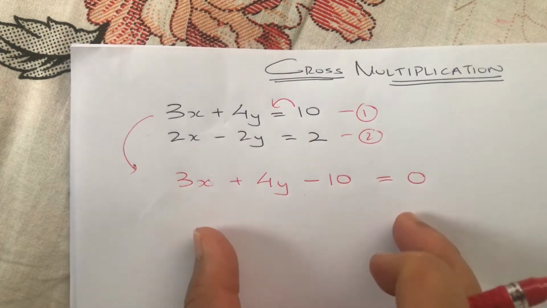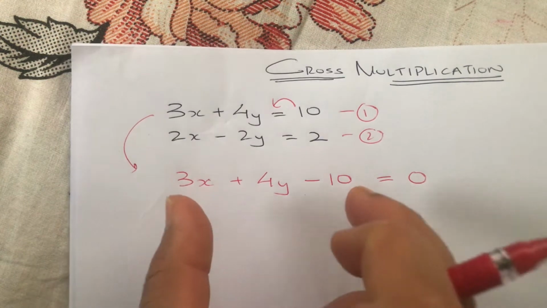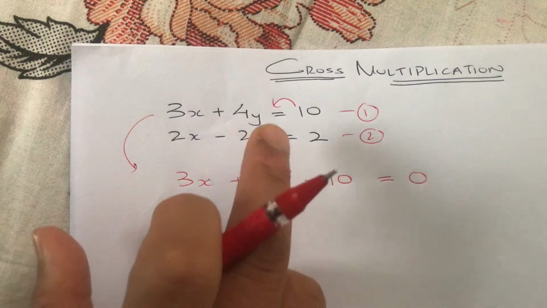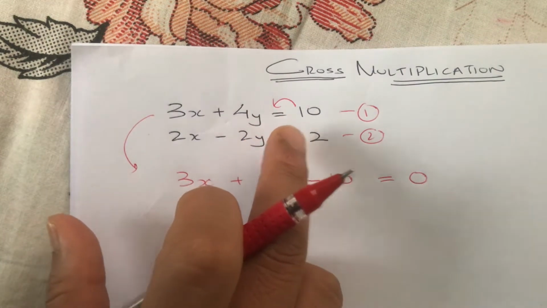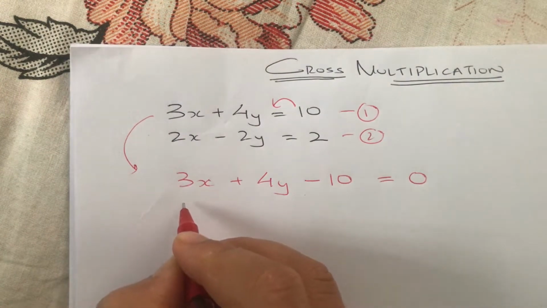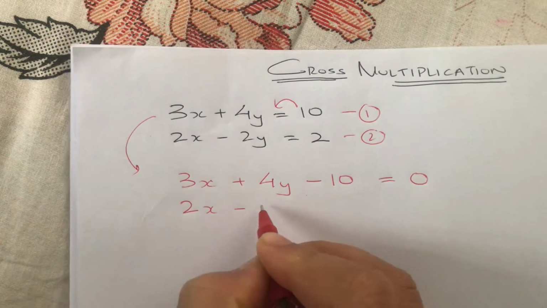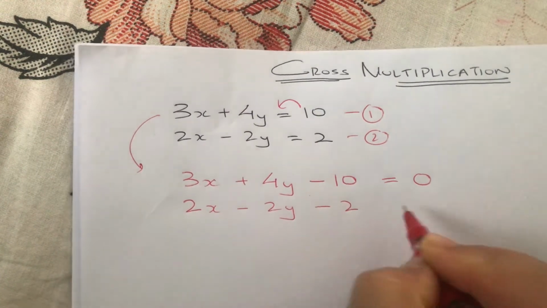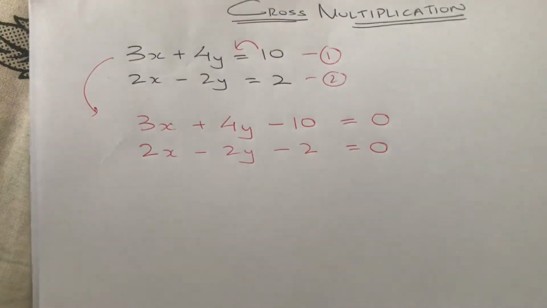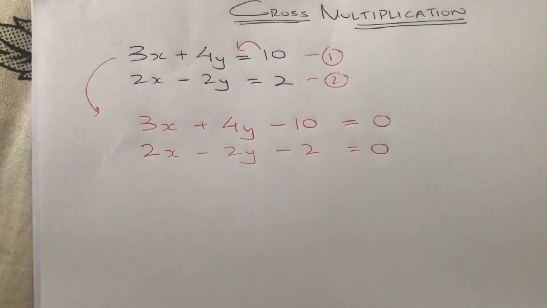Sometimes, just to confuse you, it may already be given in this form. If it's already given in this form, then we don't have to make any changes, but the majority of the time they'll give you the other form. So we bring everything on one side and write the other side equal to 0. Same thing we'll do with the second equation. So we get 2x minus 2y minus 2 equals 0. Now this is my new modified equation. This is what we'll focus on.